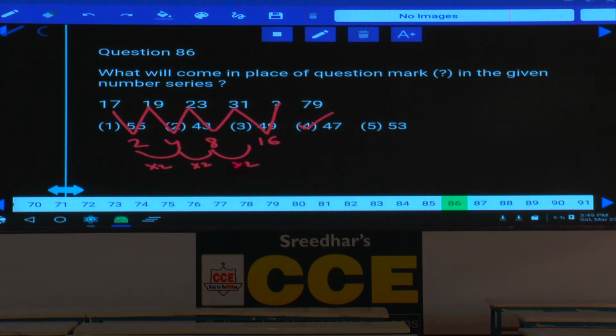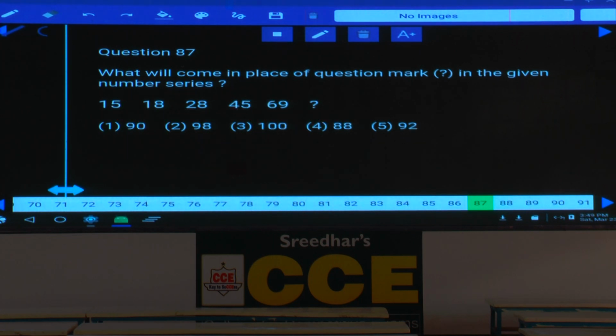And next one, question number 52: 15, 18, 28, 45 and 69. Again the numbers are increasing at a smaller rate, so we should go for differences. 15 and 18, the difference is 3. 18 and 28, the difference is 10. 28 and 45, the difference is 17. 45 and 69, the difference is 24. Are you following this one or not? Now the differences are 3, 10, 17, 24.